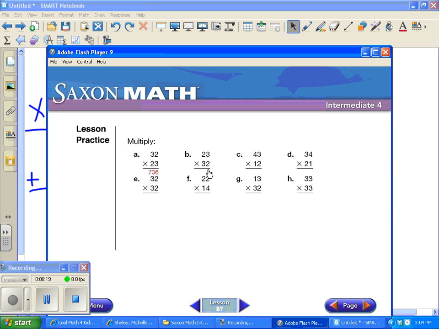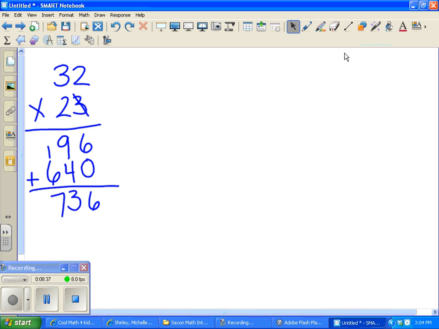Now 23 times 32. Wait just a minute. You guys remember about commutative property? They've just switched the order on us, haven't they? This one has 23, so does this one. This one has 32. So guess what the answer is going to be? You got it, 736.